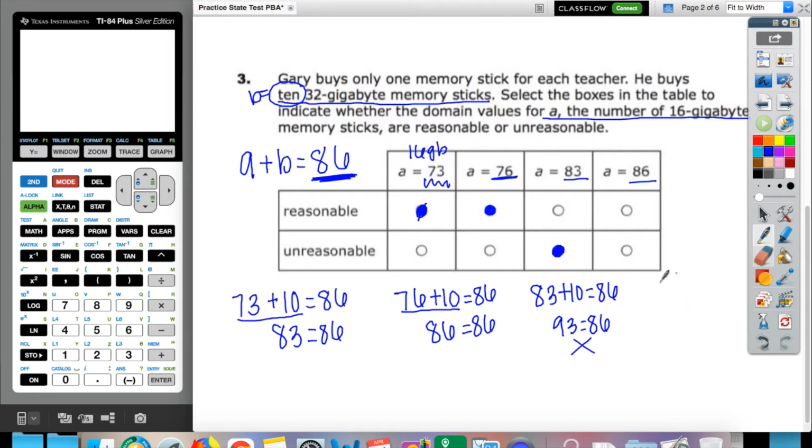And then the last one, 86 for the 16 gigabytes. And we still have 10 32 gigabytes. So if we add that up, we're going to get 96. So again, he went over what he needed. He only needed 86. He can't go over his maximum. So that one is unreasonable as well. So he's either got to get his max, or he might be a little bit short because he might run out of money. So that one's fine as well.